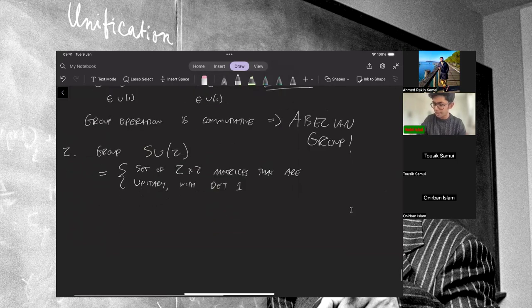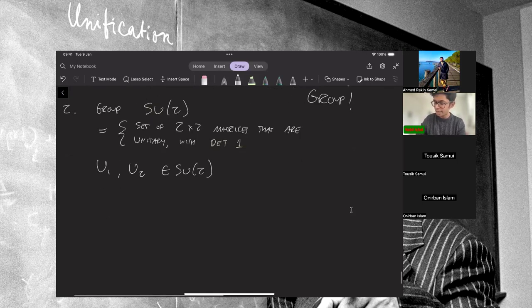Now, for example, there's again a group operation, which is that we take, for example, U1 and U2 to be elements of SU2. Okay. And then you consider their matrix product. So you do U1 times U2, where this now is a matrix product, and this is equal to U3. Okay. And this product will also be in SU2. If U1 and U2 are in SU2, then so is U3. Let me just remind you, by the way, unitary means that U dagger U equals 1. This is the definition of unitary.